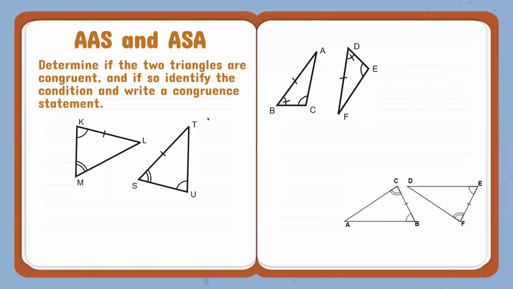Over here, determine if the two triangles are congruent, and if so, identify the condition and write a congruence statement. So let's see. Go ahead and try these on your own first. It looks like I've got an angle, angle, side. Do I also have an angle, angle, side? I do.